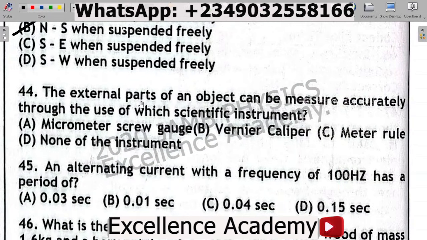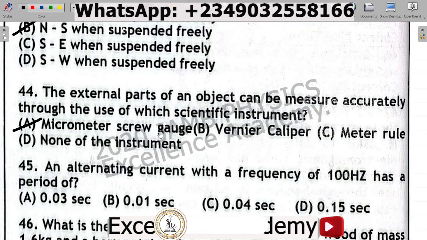Question 44. The external parts of an object can be measured accurately through the use of which scientific instrument? A, micrometer screw gauge, B, vernier caliper, C, meter rule, D, none of the instruments. For this question, the correct answer there is A, micrometer screw gauge. You want to note that micrometer screw gauge measures an object accurately, mainly on the external part of the object. So the correct answer there is A. That's your correct answer.